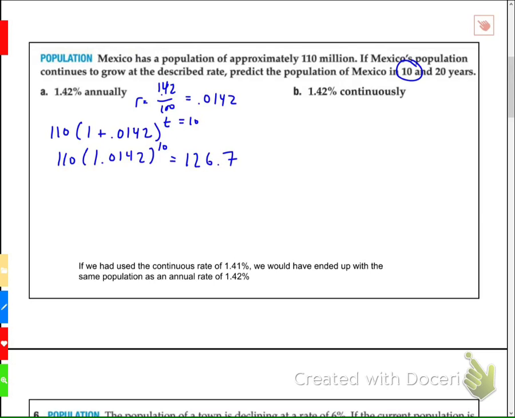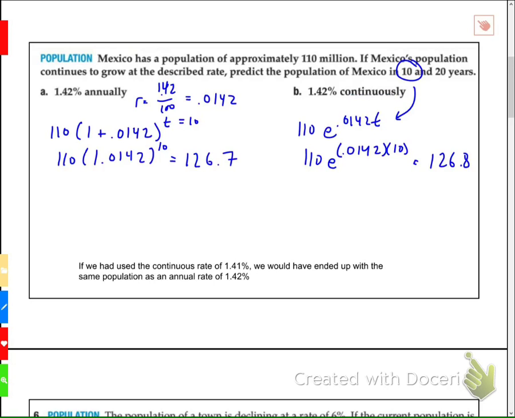Okay, so then let's see what happens when we try to do this continuously. We're going to do 110 e to the 0.0142 t. I'm going to put 10 in there. So that's 110 e to the... I could actually multiply this number by 10, or I can just put 0.0142 times 10. I'm going to write it with parentheses here, but you don't have to. I just want to show you that it's multiplied together. Let's figure out what that comes out to. Oh, so that gave me 126 point something that rounds up to 8. So what we see here is that the continuous one grows faster.